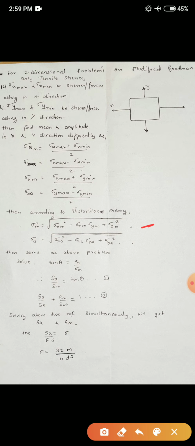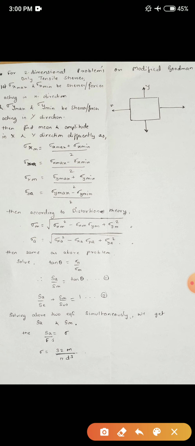To combine the two means and the two amplitudes separately, we use the distortion theory of failure. According to this theory, sigma mean is equal to the square root of sigma xm square minus sigma xm sigma ym plus sigma ym square, and for sigma amplitude, the square root of sigma xa square minus sigma xa sigma ya plus sigma ya square. Now sigma m and sigma amplitude we have found separately.